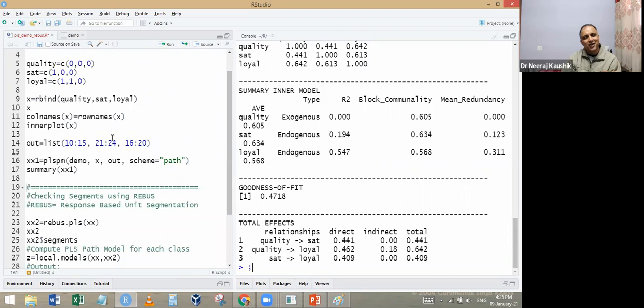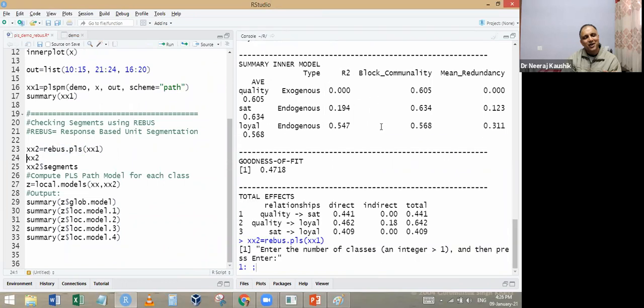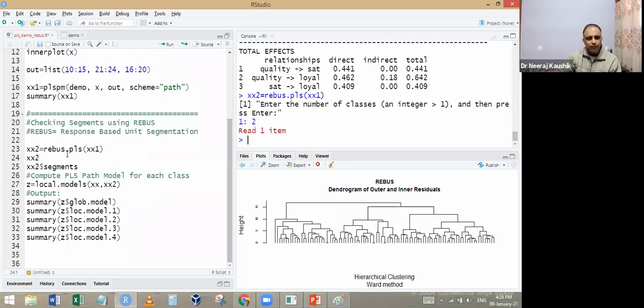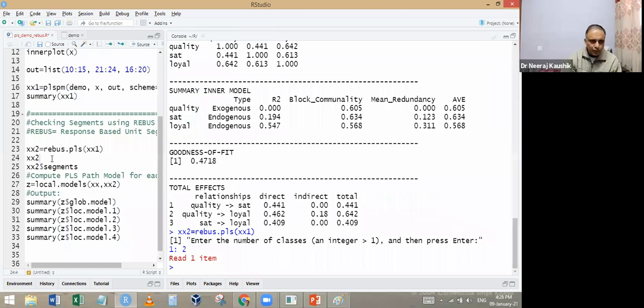Now what you require is a simple function called rebus.pls. I will use that. So this output xx1, let me put it into xx2 rebus. Okay, so this is done. And now it is asking for a number here. It says how many clusters I should make. Let's say 2 clusters. Let's check it out. Done. It says I have done it. Now check it out. Let me run xx2 and again it will give you a lot of things.